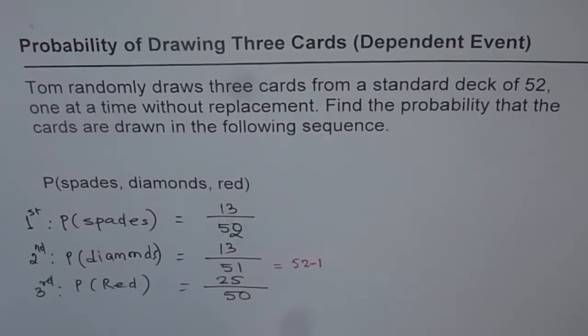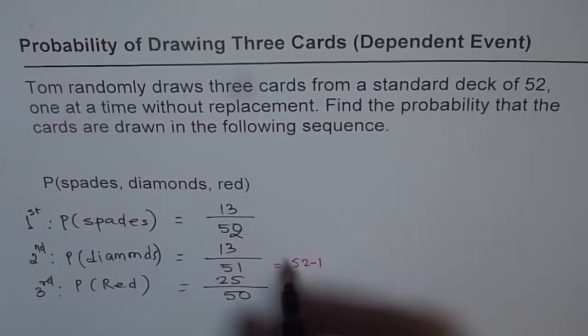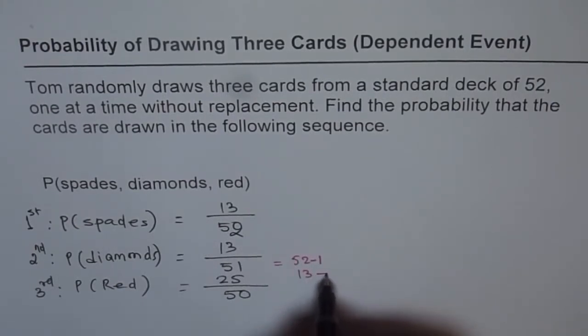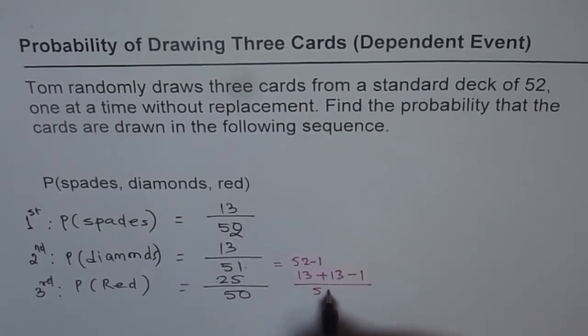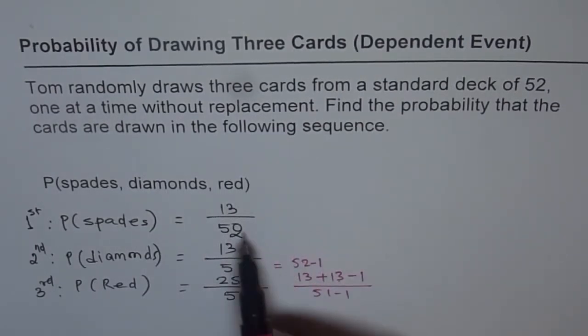Now the third card should be red. Means what? Means that there are how many red cards? There are actually 13 of diamonds plus 13 of hearts. These are red cards. But we have already drawn one diamond, so we'll reduce that from here. And as far as the total number is concerned, it is 1 less than 51, right? 51 minus 1. Or you can say 52 minus 2. So that is how we get the number 25.